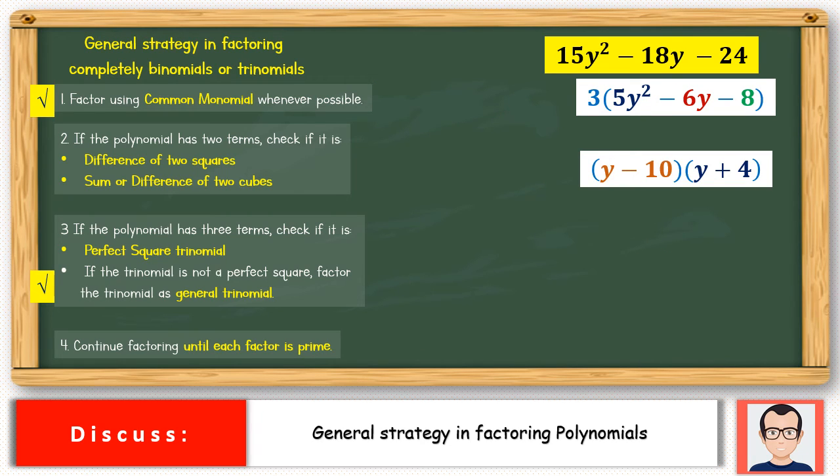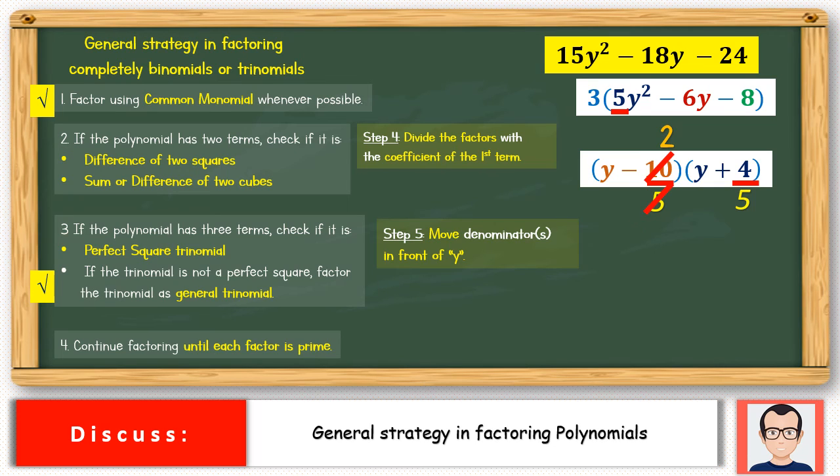For our step 4, divide the factors with the coefficient of the first term. We divide negative 10 and positive 4 with 5. Negative 10 becomes negative 2, and positive 4 becomes 4 over 5. For our step 5, move the denominator, whose quotient is a fraction, in front of y. So the denominator 5 will become the coefficient of y in the second term. Our answer is y minus 2 times 5y plus 4.